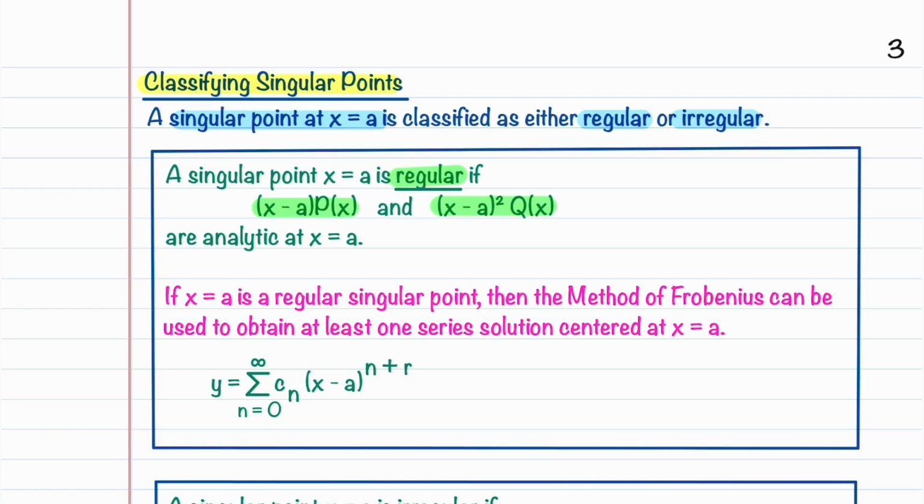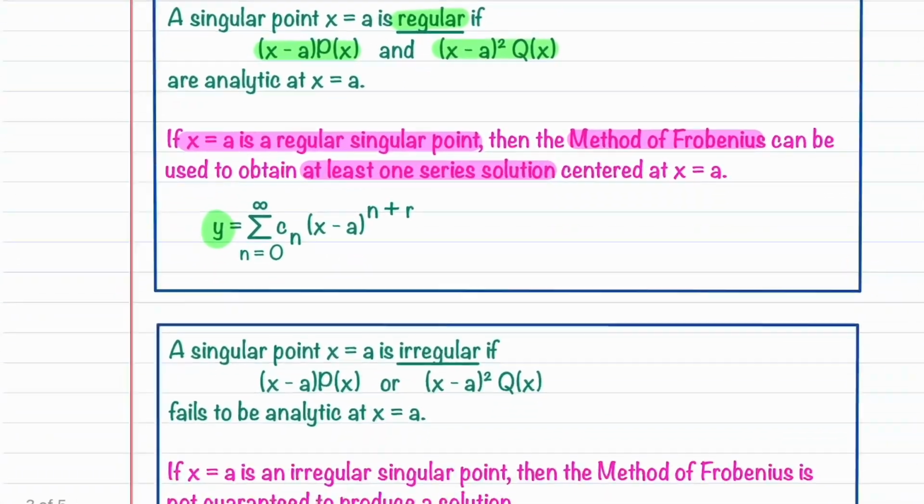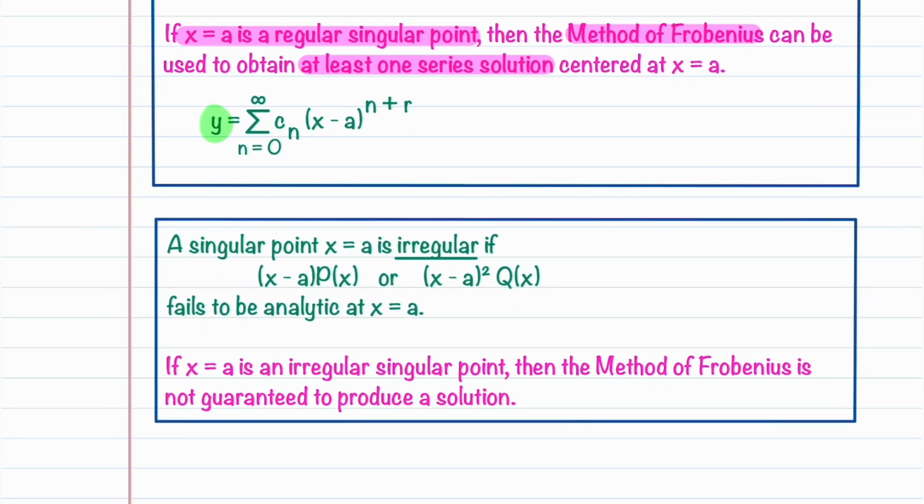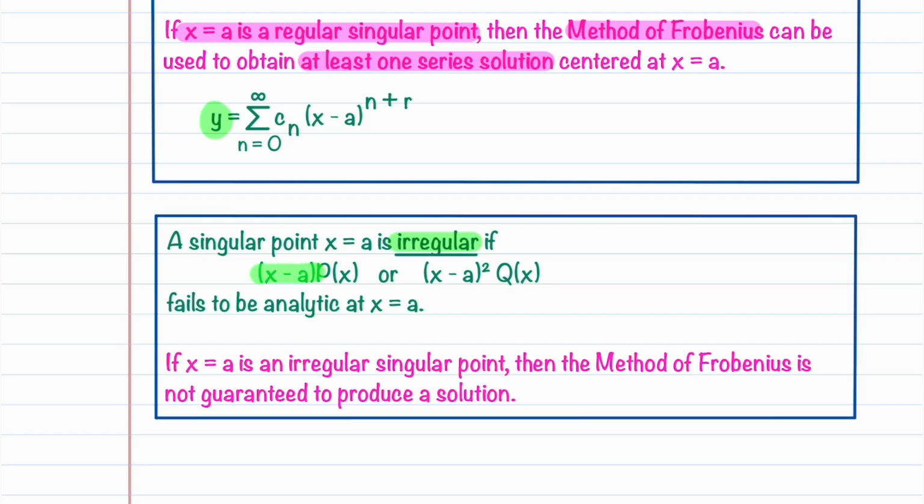If x is equal to a is a regular singular point, then the method of Frobenius can be used to obtain at least one series solution centered at x is equal to a. And that solution looks like this. A singular point x is equal to a is irregular if x minus a times p of x or the quantity x minus a squared times q of x fails to be analytic at x is equal to a. If x is equal to a is an irregular singular point, then the method of Frobenius is not guaranteed to produce a solution.